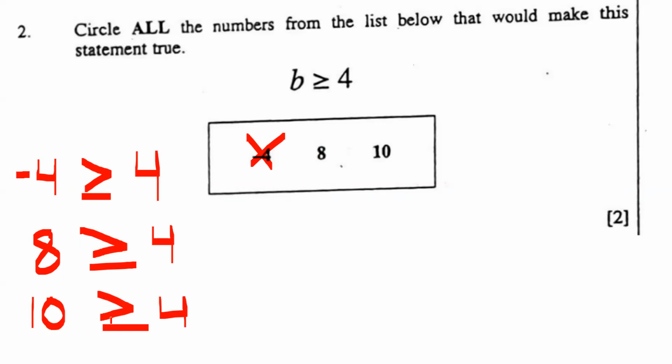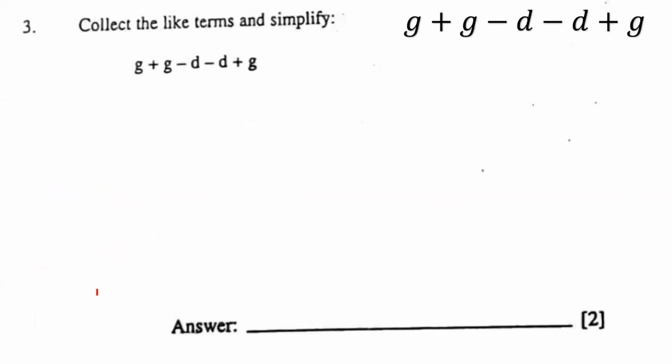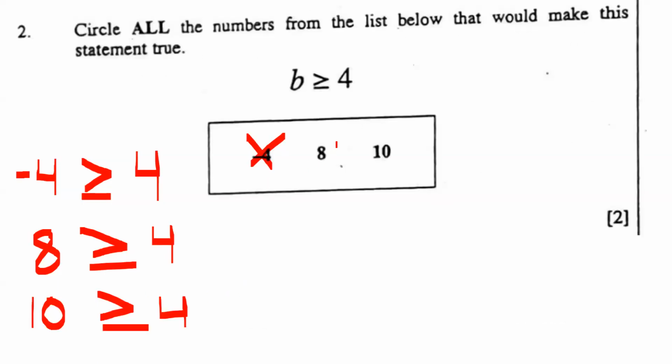So this inequality is telling us that the number b has to be greater than or equal to 4. So it could be either greater than 4 or equal to 4, either one of those two categories. Once it falls into either one of those two categories, then it works. 8 is greater than 4 and 10 is greater than 4, so the correct answers are 8 and 10.